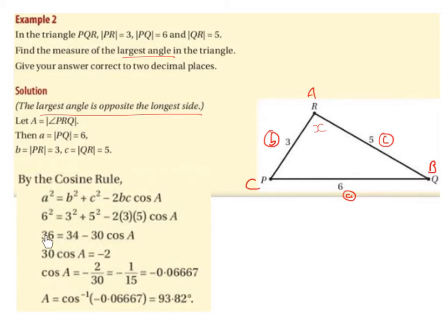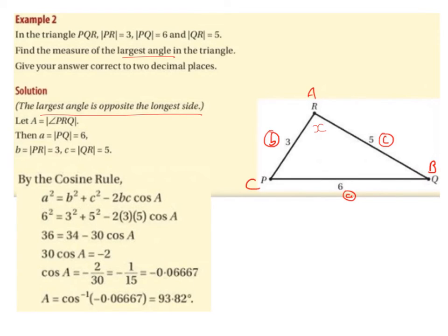So 6 squared is 36, 3 squared is 9, 5 squared is 25, add them together to get 34. Minus 2 multiplied by 3 multiplied by 5 is minus 30, and that's stuck on to cos of a. Make sure it's stuck on. Some people make a mistake and put a plus in between here. So we're going to bring the minus 30 cos of a over the equal sign. It becomes plus 30 cos of a. And we're going to bring the 36 over the equal sign. It becomes minus 36. And 34 minus 36 is minus 2.